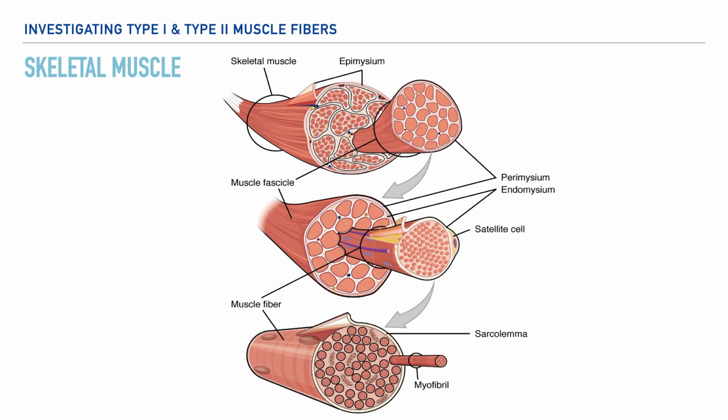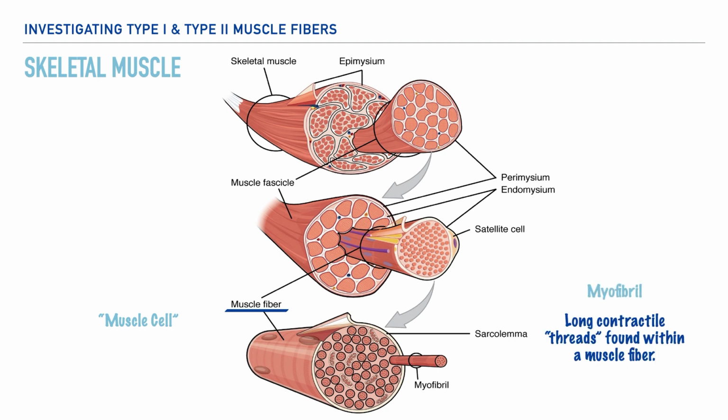And lastly, we'll come to the muscle fiber. And just as a reminder, we could technically refer to the muscle fiber as a muscle cell, but we prefer the term muscle fiber because of its long cylindrical structure. Now, within each of these muscle fibers, we'll find a number of myofibrils. And a myofibril is a long contractile thread, and this long thread contains a number of sarcomeres that are lined up in a parallel manner, and this represents the site of muscle contraction.